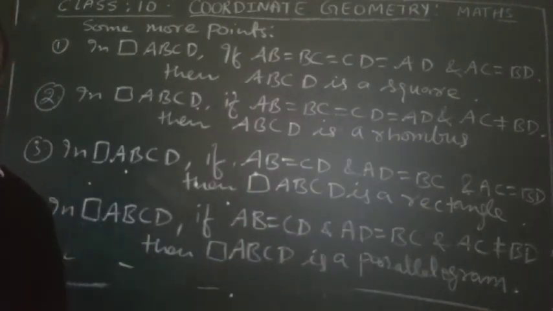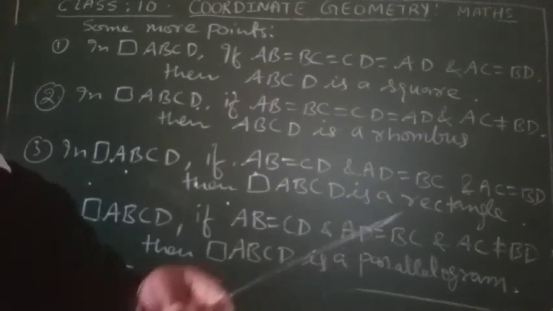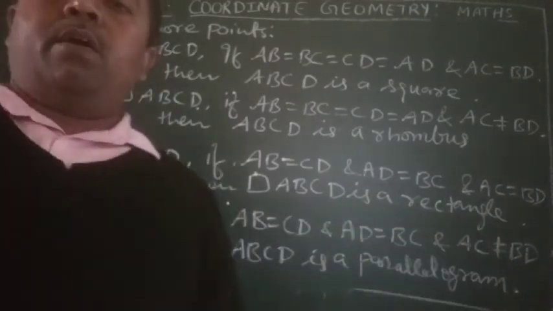The given quadrilateral is a rectangle, parallelogram, rhombus, or a square. Okay? I think you understood. Let me complete the video.